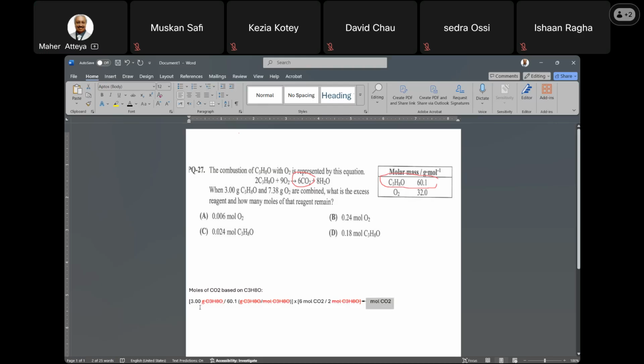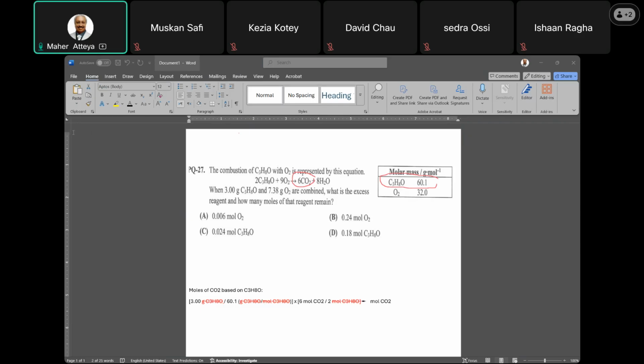So this divided by this. Let's go and look at the calculator. I have 3 divided by 60.01. So this one is this, correct? Multiplied by 6, because you have 6 moles of this. Multiplied by 6, divided by 2, because that's 2 of this. And the answer is 1.4.